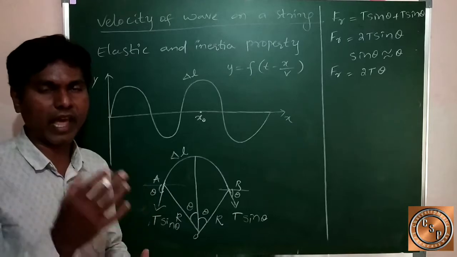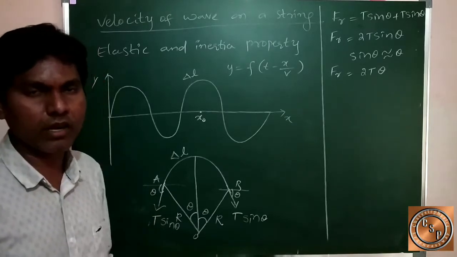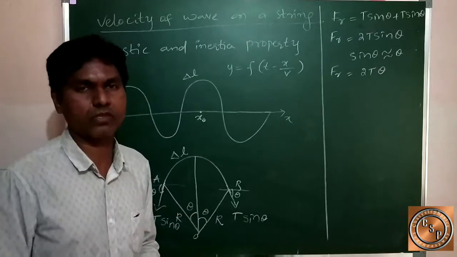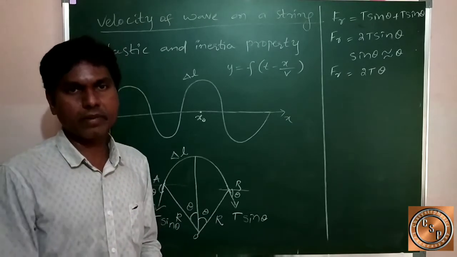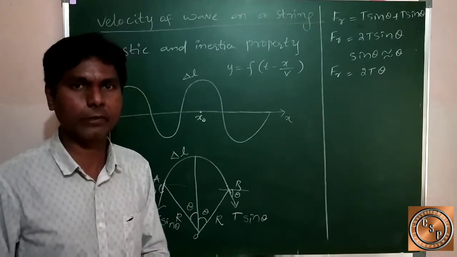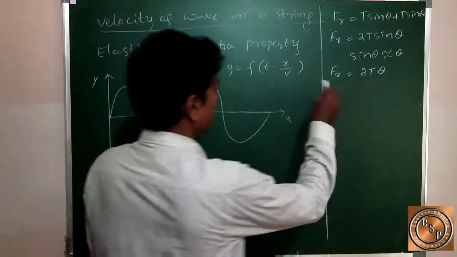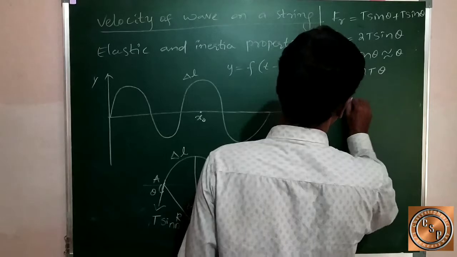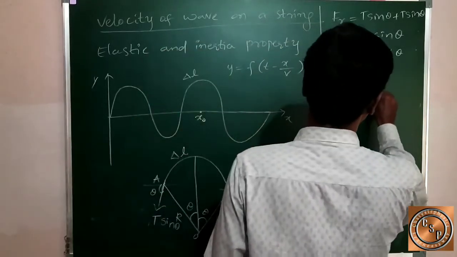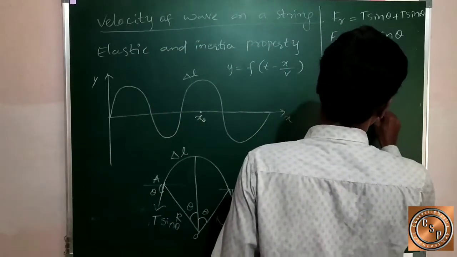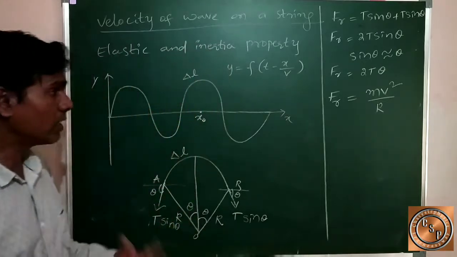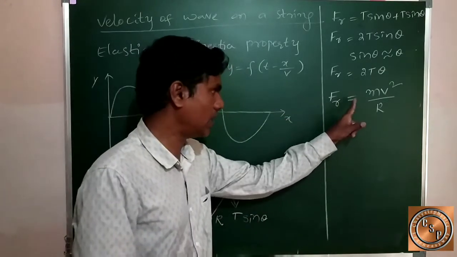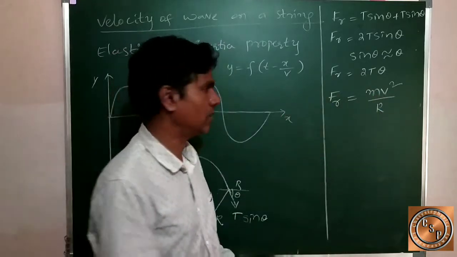The force which acts towards the center, we already discussed previously as centripetal force. What is the centripetal force formula? Centripetal force formula F equal to mv square by r. So according to centripetal force, the resultant force is given by Fr equal to mv square by r.